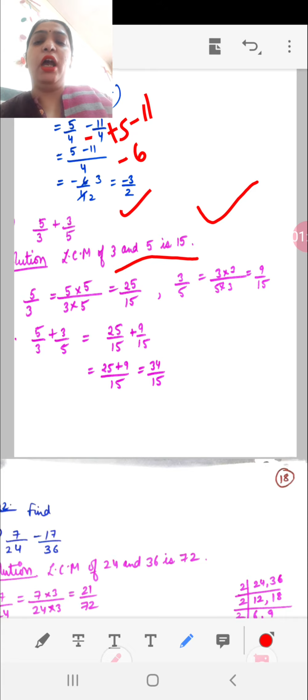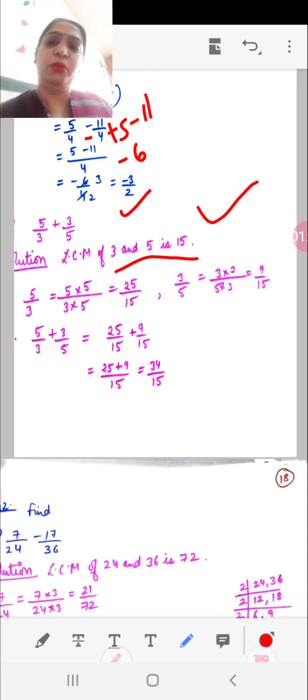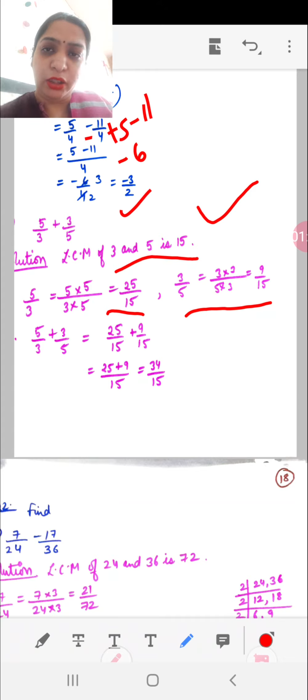Now, how can we make 3 as 15? By multiplying by 5 in the numerator and in the denominator. So 5 upon 3 multiplied by 5 in the numerator and denominator will become 25 upon 15. Next 3 upon 5, in this the denominator is 5, so we have to make it 15. So multiply by 3 in the numerator and in the denominator. So it will become 9 upon 15.